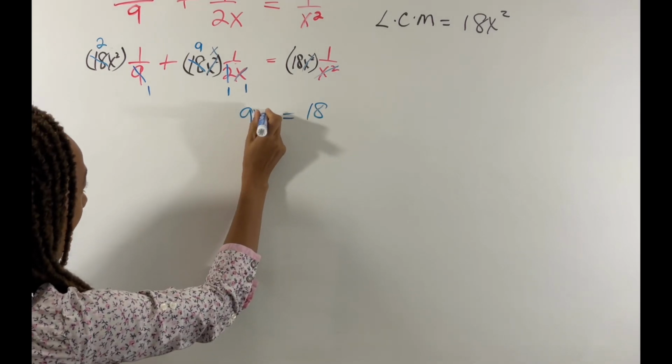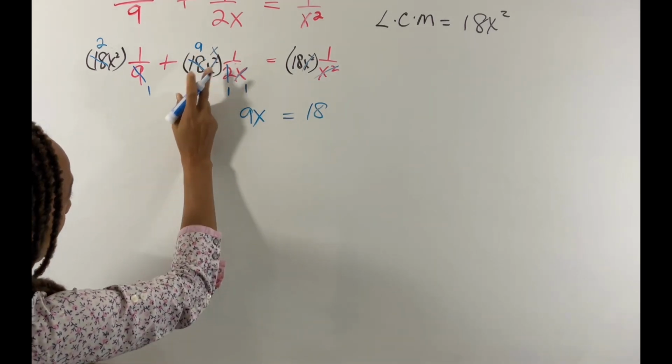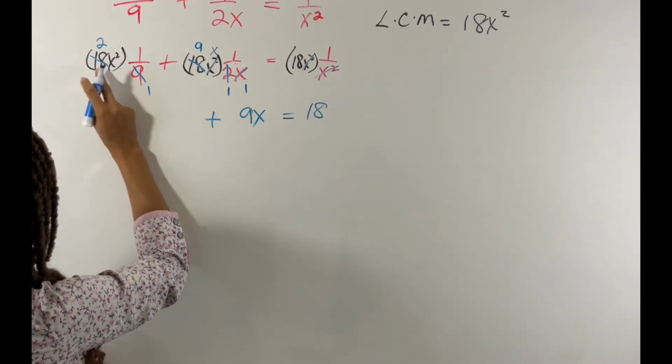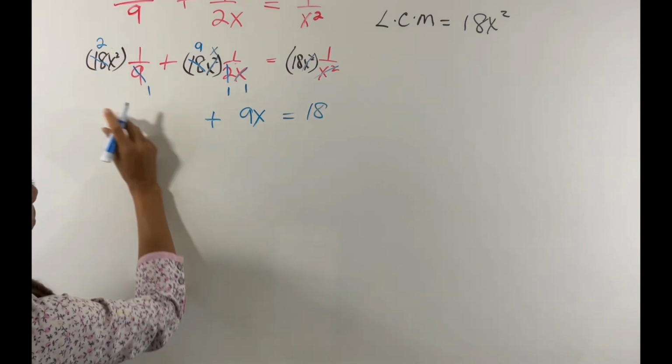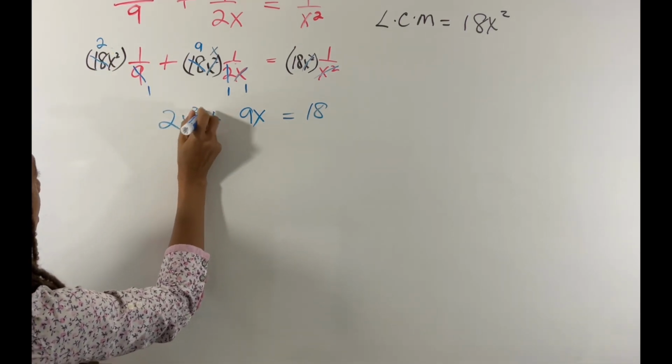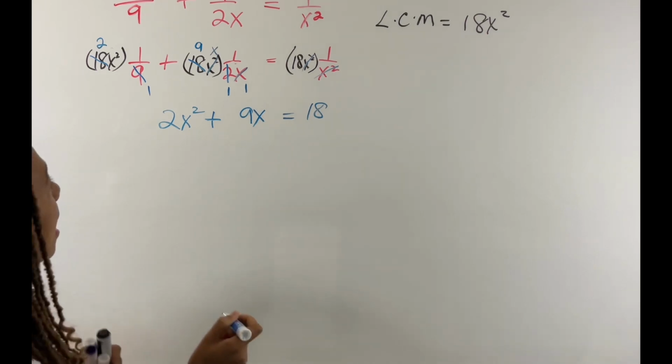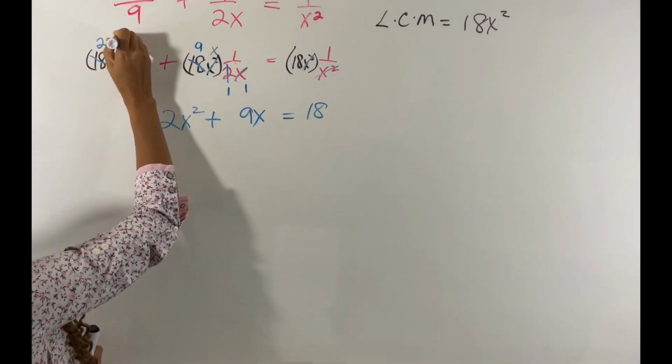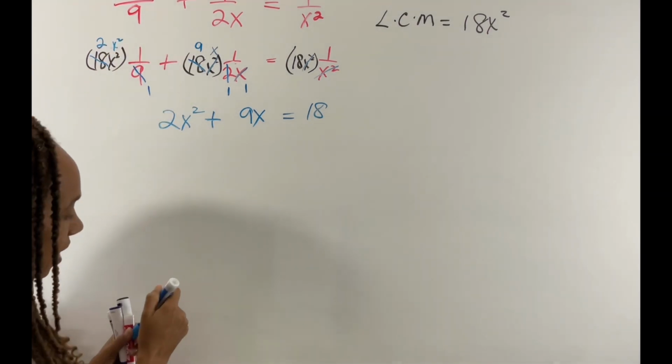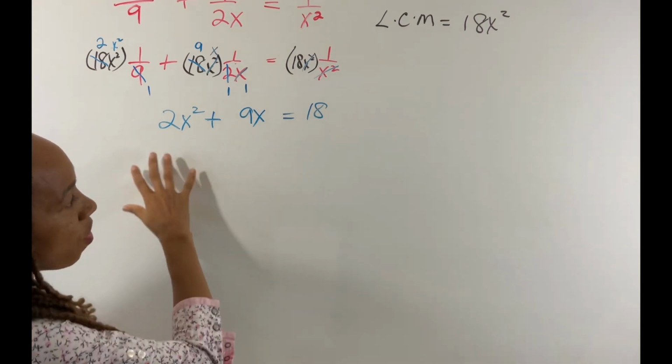Here you will have 9x because 9x times 1, and then plus you will have 2x squared. Don't forget the x squared here. That's why I suggest for you just put it on top so you don't forget if that's the case. All right. Now you have this.